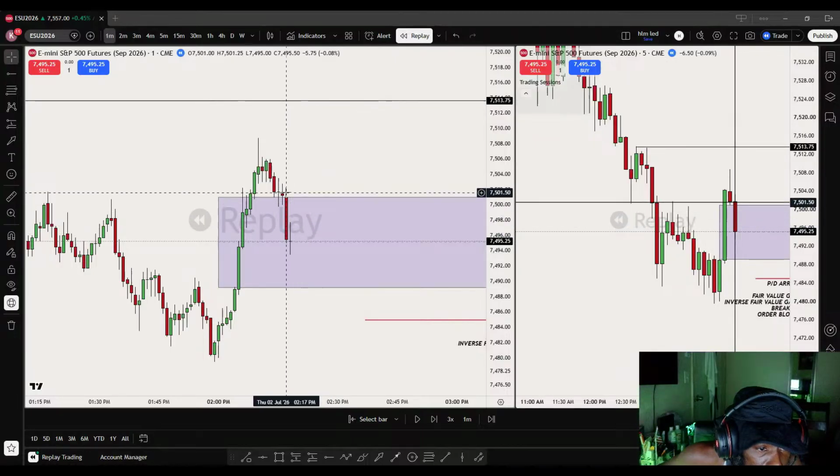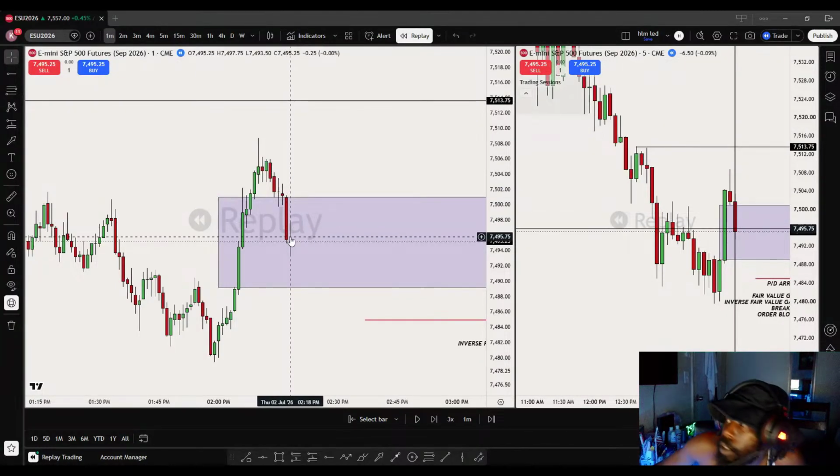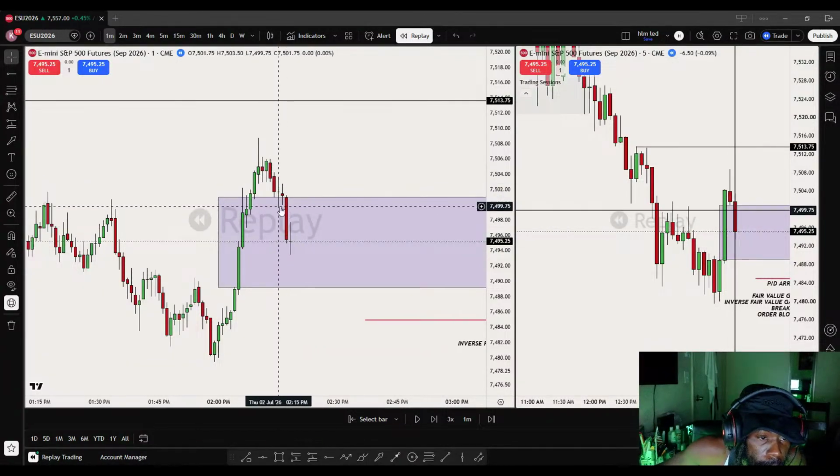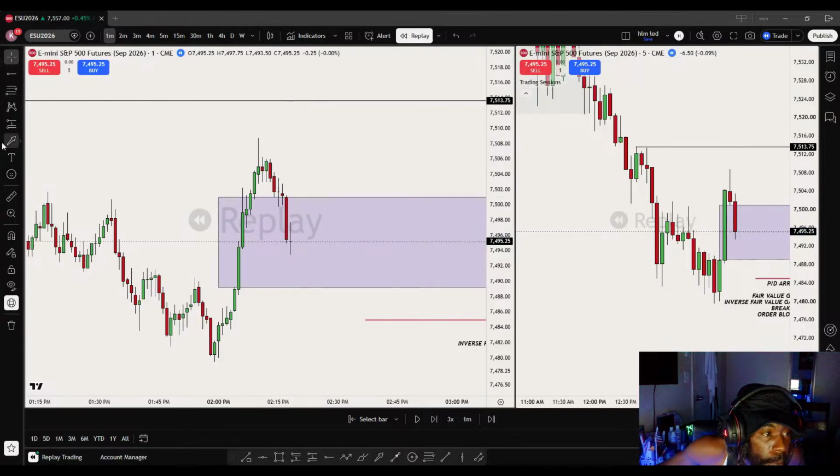Does everybody see that? No, I'm listening. No questions. Yeah, you got everything. Cool. All right, so does everybody see the bearish fair value gap that I'm pointing out right here? I don't want to have to draw it out, but I will though. Matter of fact, let me draw it out because I'm about to use it anyway.